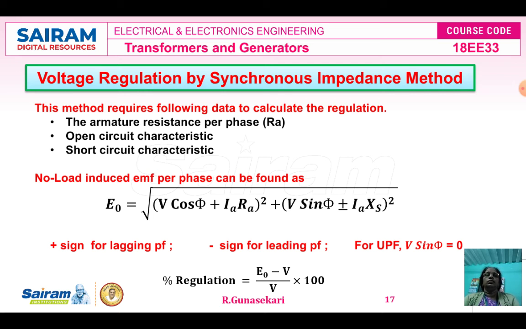So, by using the synchronous impedance method, from the open circuit and short circuit tests, we calculate Zs. Ra is calculated by using the DC resistance test. From these two values, we can calculate Xs. All the values you substitute in the formula, we get E0. We already know the terminal voltage V from the nameplate detail of the machine, and it is also given in the problem. Now we calculate the voltage regulation equal to (E0 minus V) divided by V into 100.